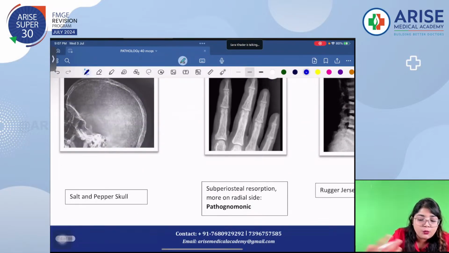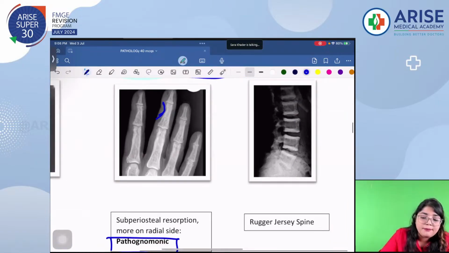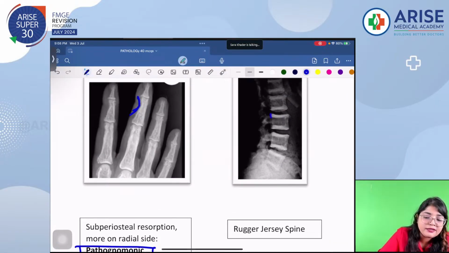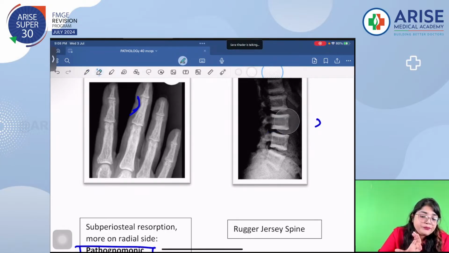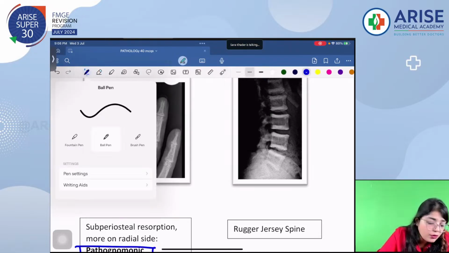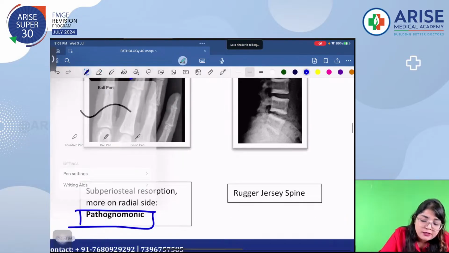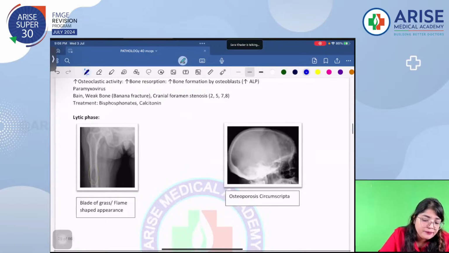In hyperparathyroidism, one pathognomonic sign is the subperiosteal resorption on the radial side, right? This is pathognomonic, very, very important. Plus you see this rugger jersey spine where the middle part is resorbed, while in contrast to that, the end plates are seen very, very contrastingly, right? So that is known as rugger jersey spine.